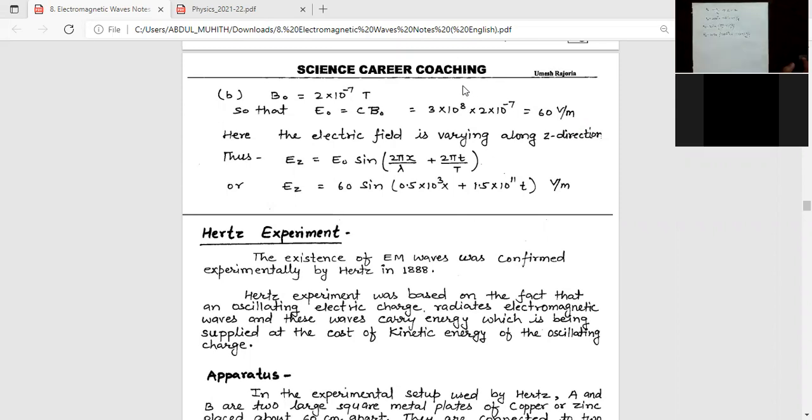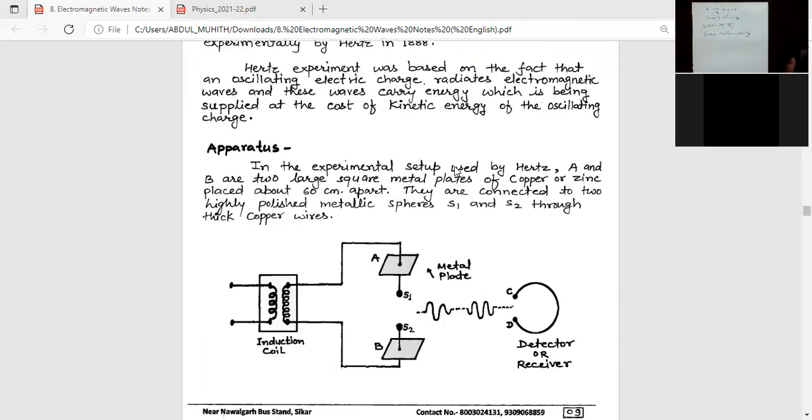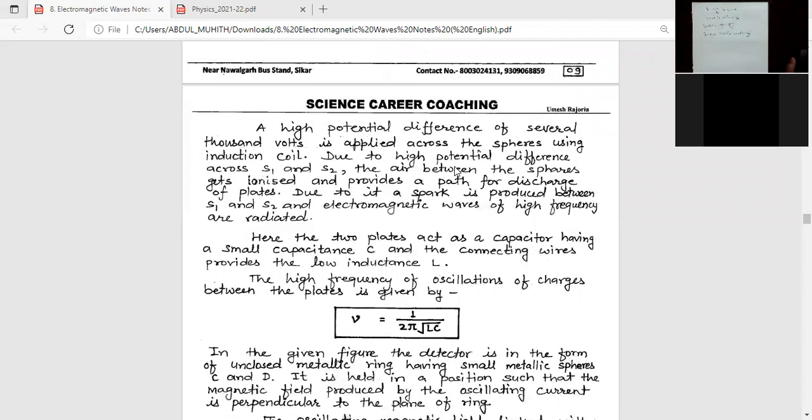Okay. Now I am going ahead with the next one. That is the Hertz experiment. This is removed from the syllabus. Hertz first confirmed experimentally the existence of electromagnetic waves in 1880. In 1888, he demonstrated experimentally the existence of electromagnetic waves. But now we are not doing this. This is removed from the syllabus.